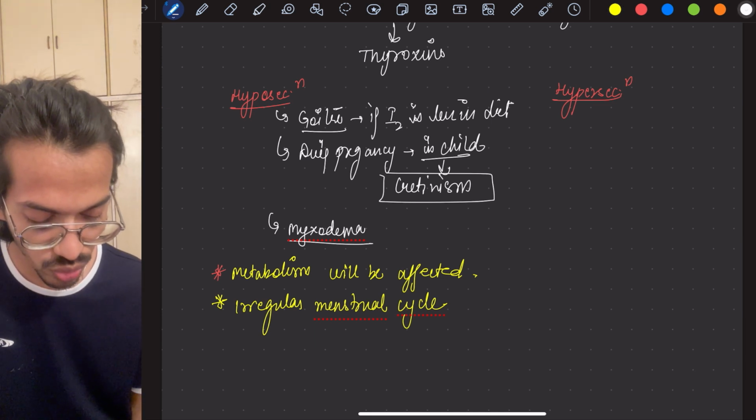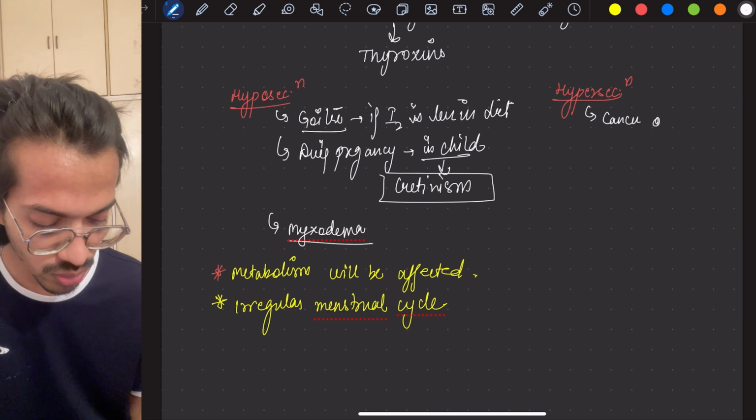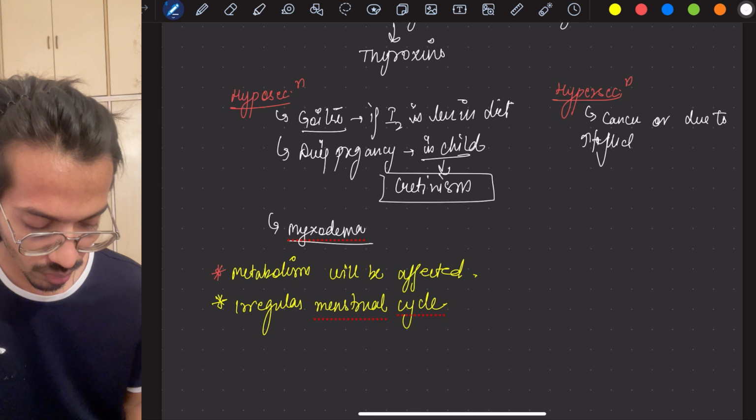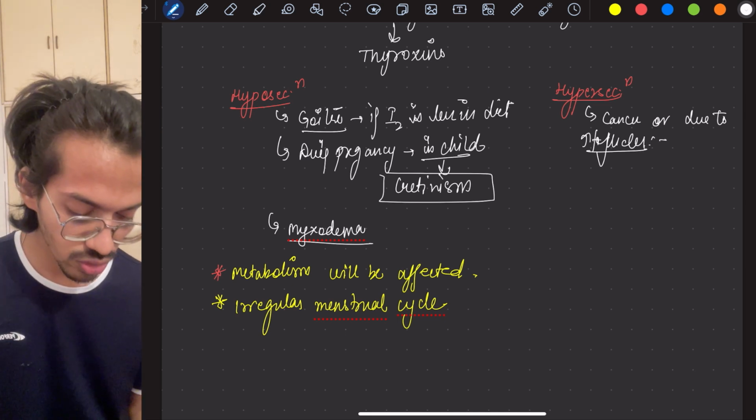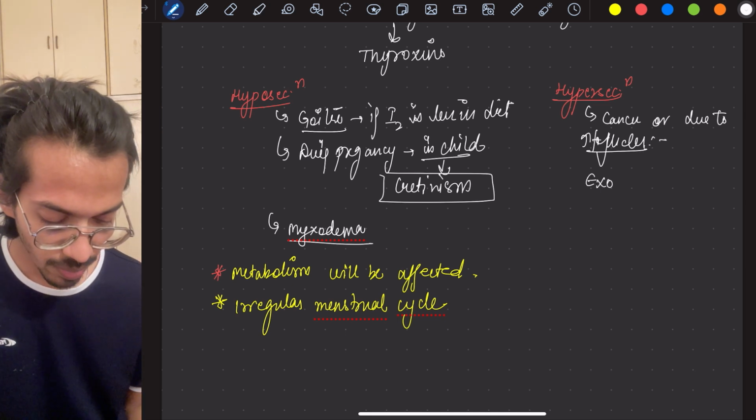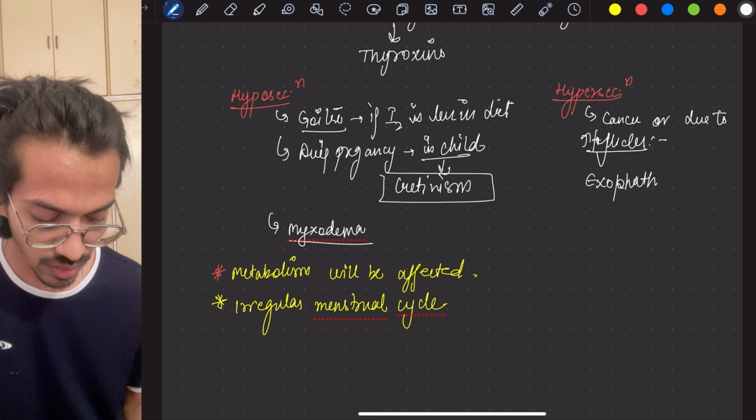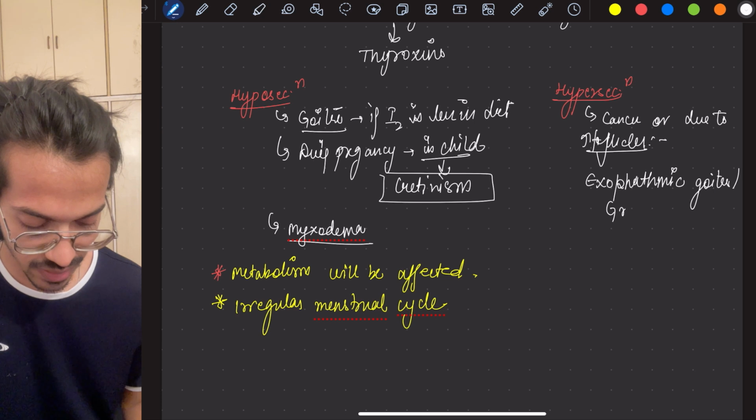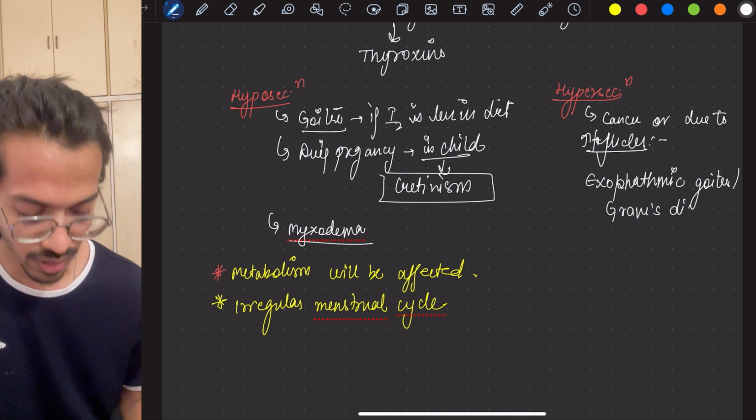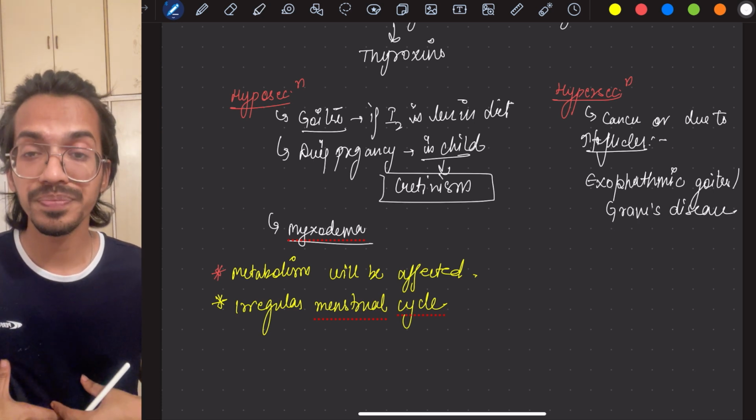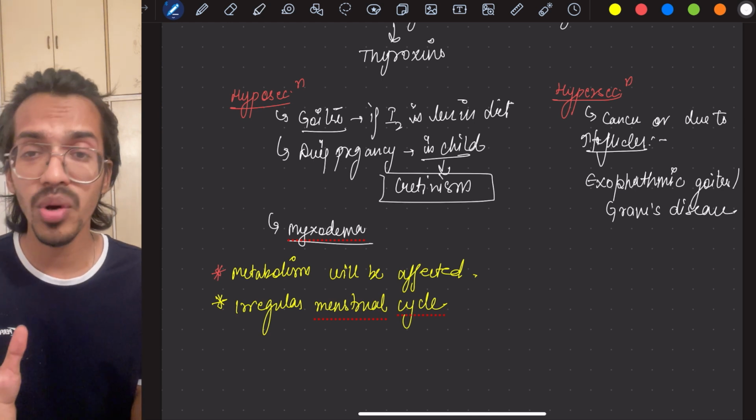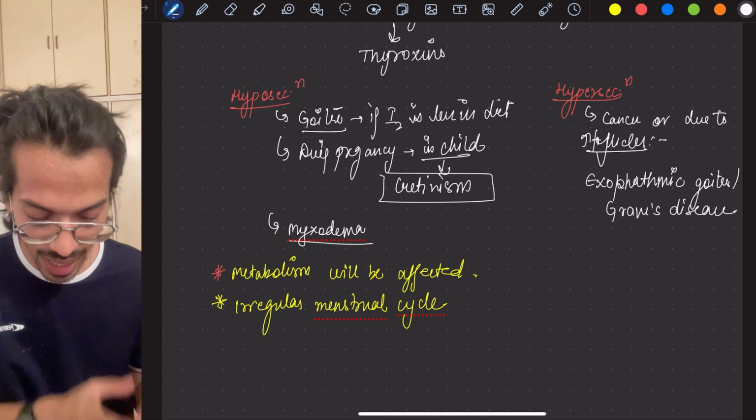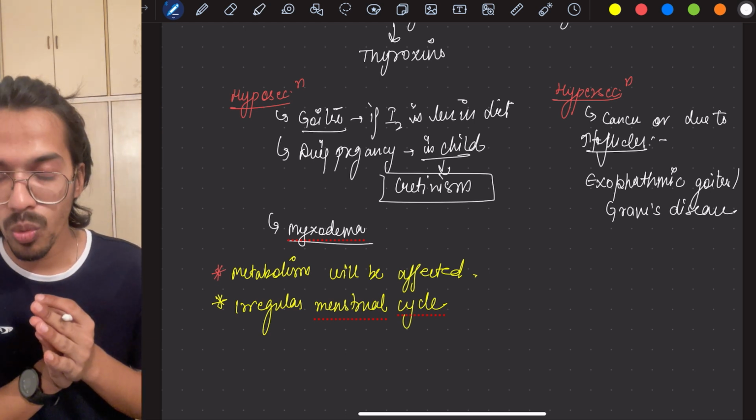hyposecretion, it can be due to what? Due to cancer or due to increased follicles. So it is hypersecretion that is called the disease exophthalmic goiter. It is also called Graves' disease, where what happened? There will be weight loss, increased metabolism, and protruding eyes. So these things will happen in exophthalmic goiter.